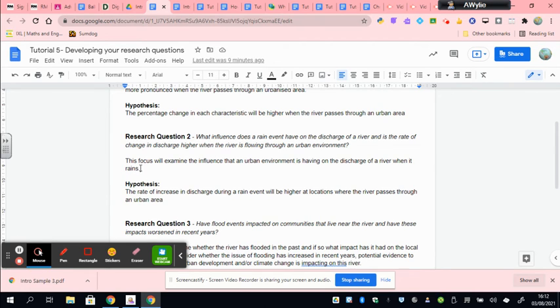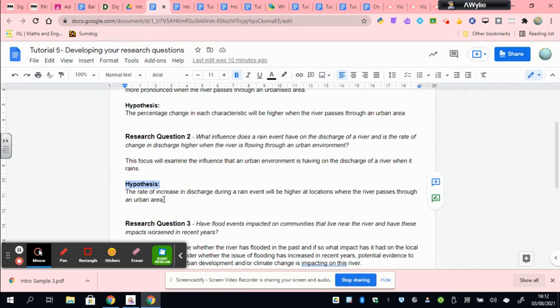Now, as with research question 1, this will involve you gathering data. You'll have some numbers on the discharge all along the river, as well as obviously when it passes through the town. And therefore, you can once again formulate a hypothesis. So the hypothesis: the rate of increase in discharge during a rain event will be higher at locations where the river passes through an urban area.